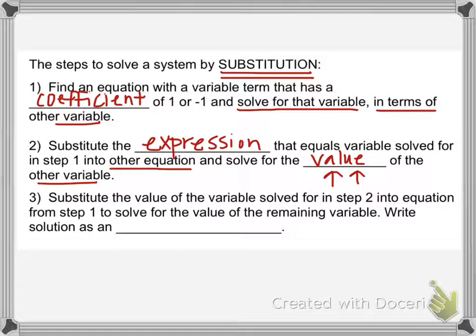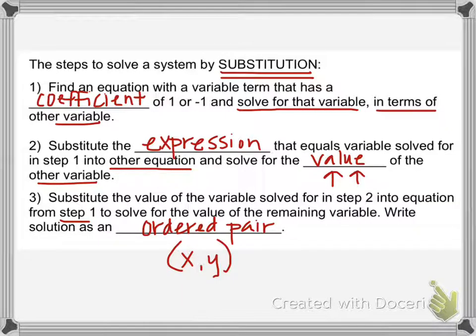And then the last step is you're going to take that value that you just solved for in step 2, and you're going to replace it into the remaining variable into the equation from step 1. You'll write your solution always as an ordered pair, because remember, this represents where your two lines intersect. And that'll always be x comma y.